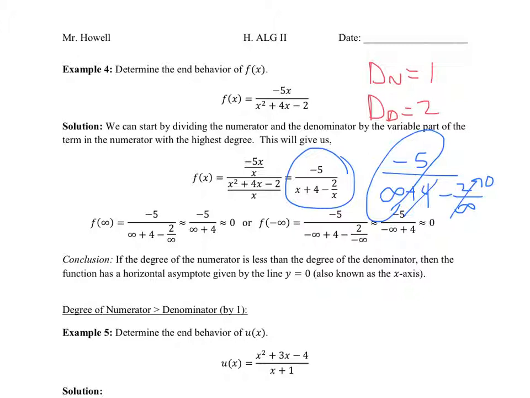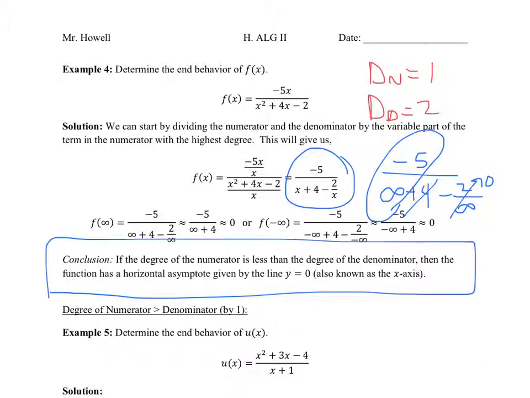So for this one, for the second case, here's our conclusion. If the degree of the numerator is less than the degree of the denominator, the horizontal asymptote is y equals 0. Go back to the first slide and fill that in.